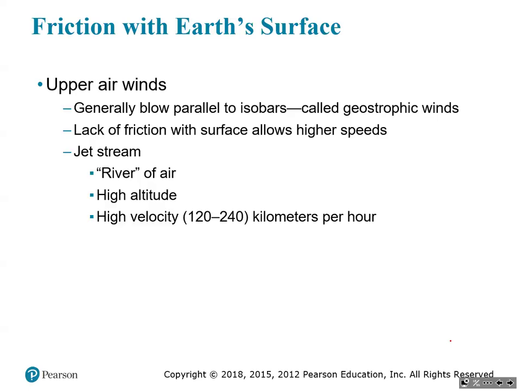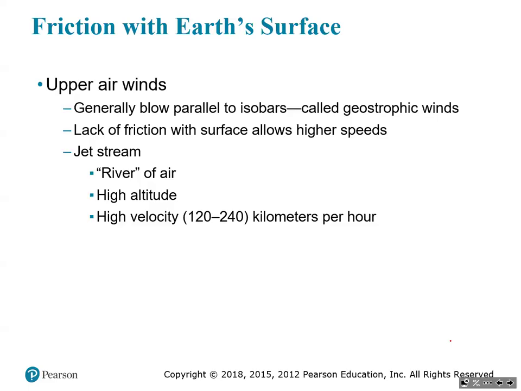Because of the Coriolis effect, they go faster and faster and get bent more and more until they reach a point of stability where the Coriolis effect is pushing them one way and the pressure gradient force is pushing them the other way. They end up blowing parallel to isobars, along the same direction as the isobars, and these are called geostrophic winds. This lack of friction with the surface allows for high speeds, and you get what are called jet streams.